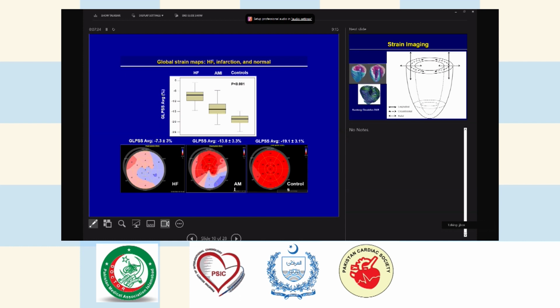This is an acute infarction in the inferior wall, 13%. And this is severe heart failure with only 7% of global strain left. You can see that every part of it is now sort of pink or blue. That means that all these parts are not functioning anymore.